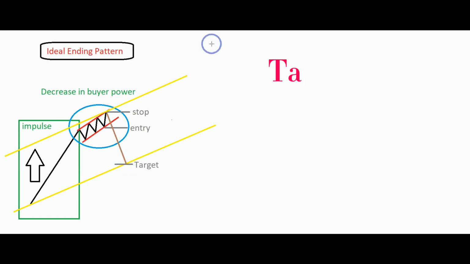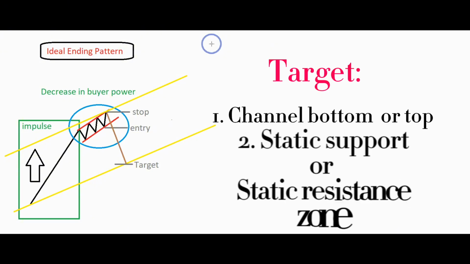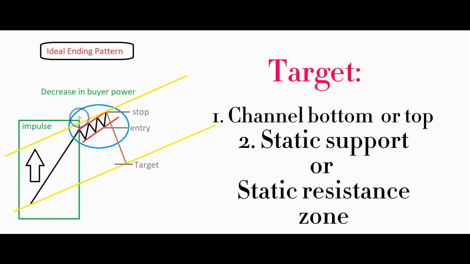For setting the target, we have two options. One is the channel bottom, and the other is a static support level or a static resistance zone that may be considered as the target. These are taken as the first and second target levels. In the remainder of this video, I will show you examples of both scenarios on the chart.